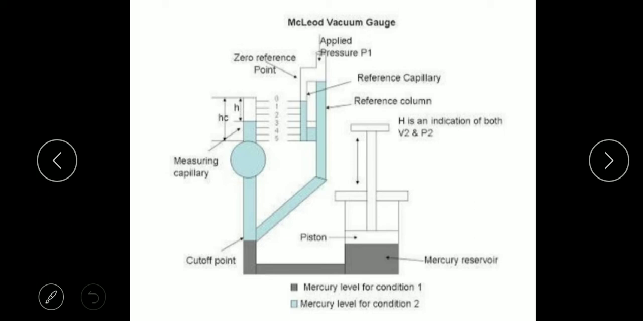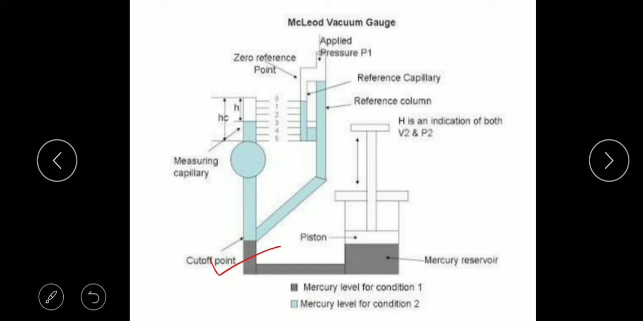Now how can we measure? Under the construction, we will write again: the mercury is also present in this. Due to the movement of the piston in the cylinder, the mercury level will rise or change. That black portion is nothing but the mercury for condition 1, and the mercury level for condition 2 is indicated by the blue color. At the initial stage we will consider the mercury at condition 1 only, meaning the black color.